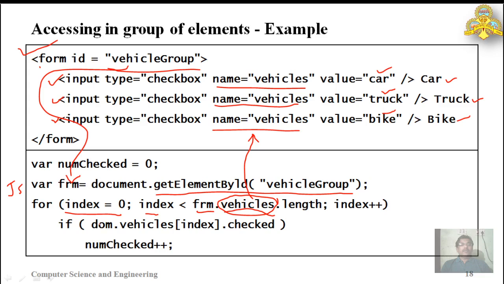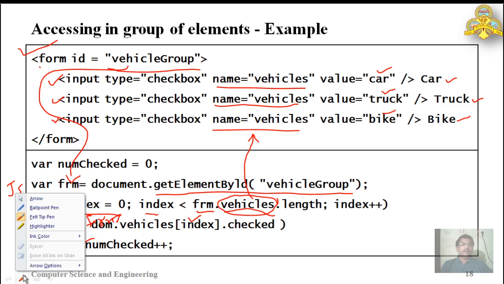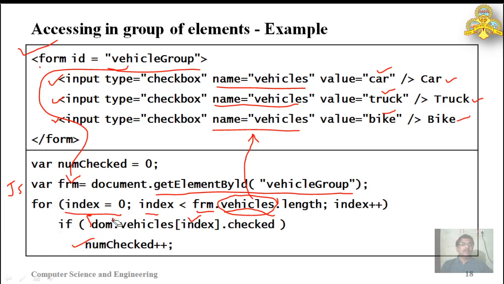And here, sorry, it must be frm. I have to change this. frm.vehicles[index].checked. If the specified indexed checkbox is checked, then I will increment the numChecked variable by 1. Again, there is a typo here, it is frm because I have used frm here, so it should be frm.